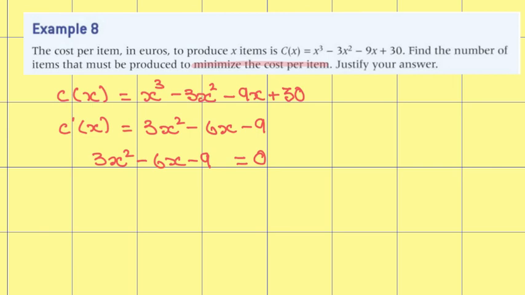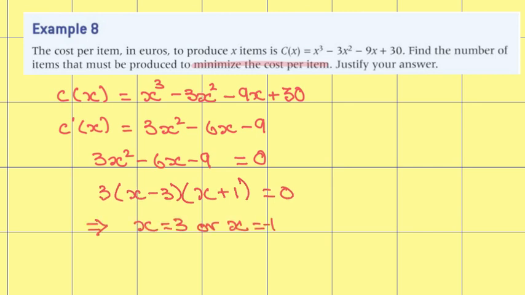We can solve this using factorization. So we get 3 brackets x minus 3 brackets x plus 1 equals 0. Therefore x equals 3 or x equals minus 1. We can discard the minus 1 because we can't have a negative cost. Therefore, x equals 3. We now need to justify this answer.